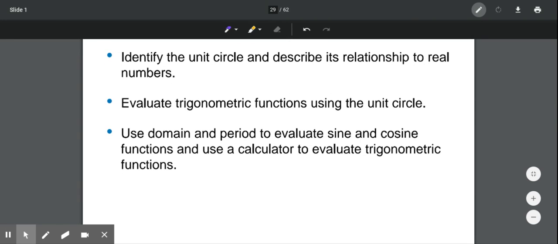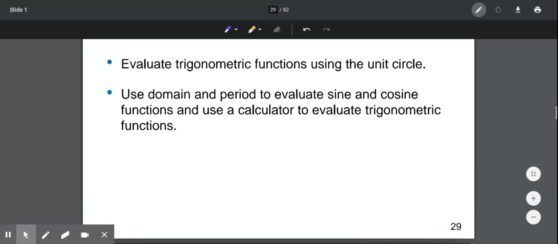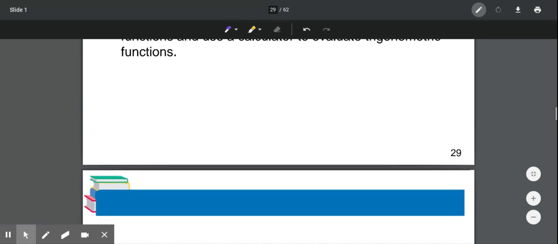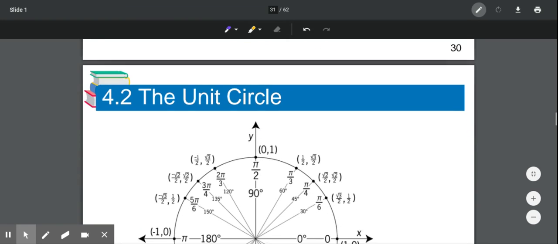But there is an example in here of the unit circle. So we're going to just work on that today and look at the relationship and the patterns of all the values on the unit circle. We'll evaluate trig functions using the circle and then talk about the domains and the ranges and just using our calculator for that. Okay, so the first thing is the unit circle.